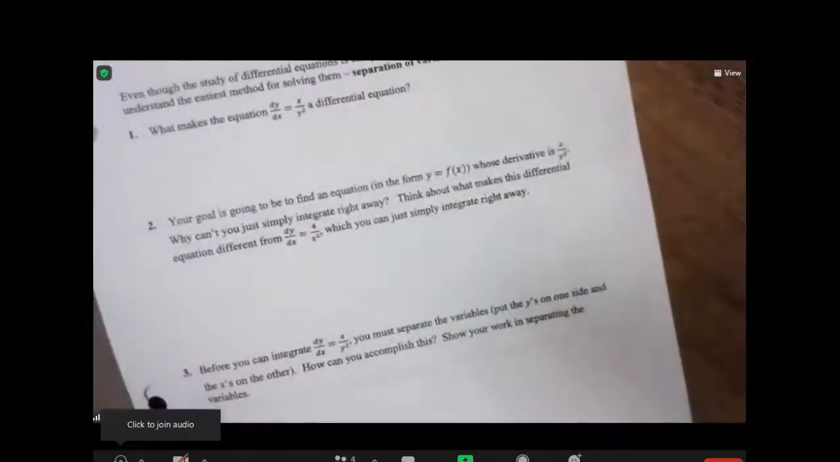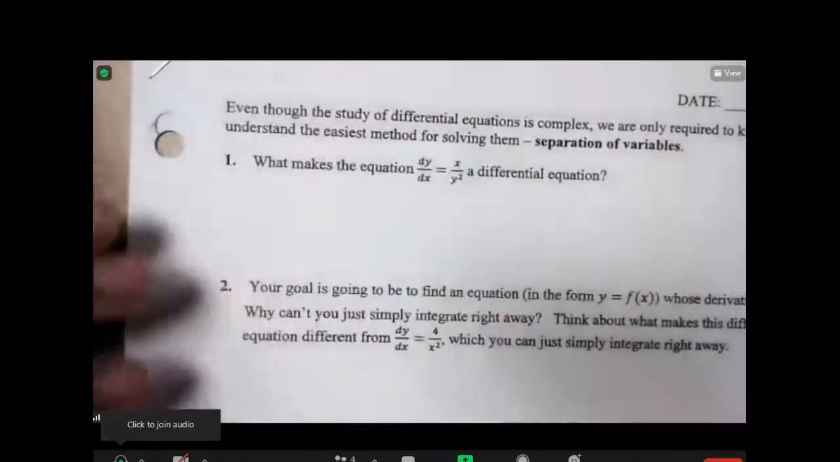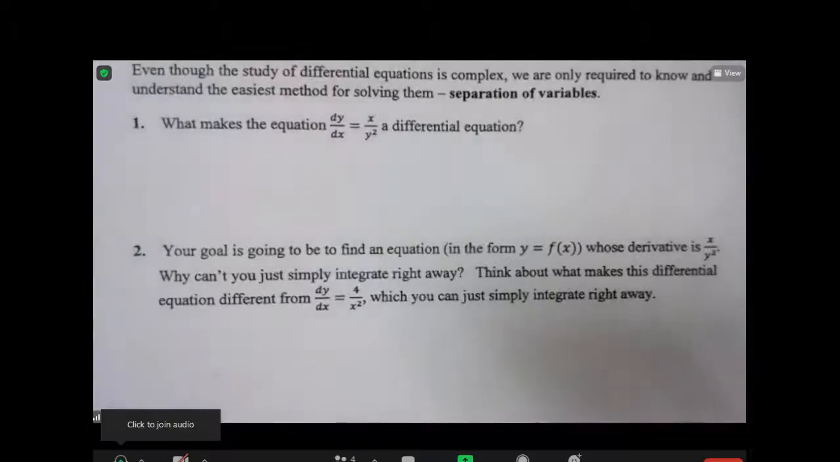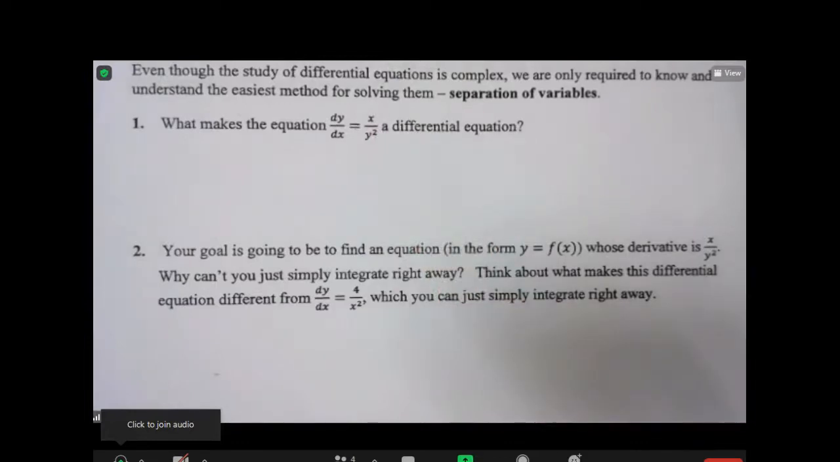So like I said before, what we're going to do is look at where we were and where we're going to. So what we did in the past was talk about separation of variables. It's important that you understand what it means to separate a variable. To separate a variable means to take the x's and the y's and break them apart.